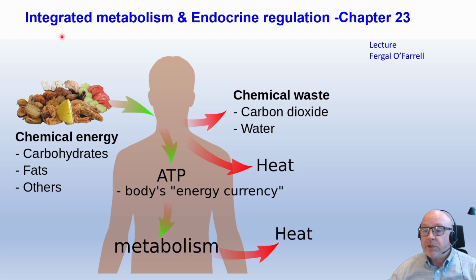For the next 3 lectures, we're going to discuss chapter 23. There's quite a lot in it, but we'll try and go through it slowly so that you get the best impression of the content. So basically what we want to discuss is how the chemical energy from food is converted and distributed throughout the body.